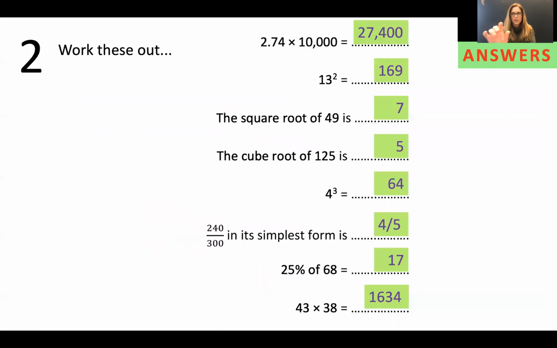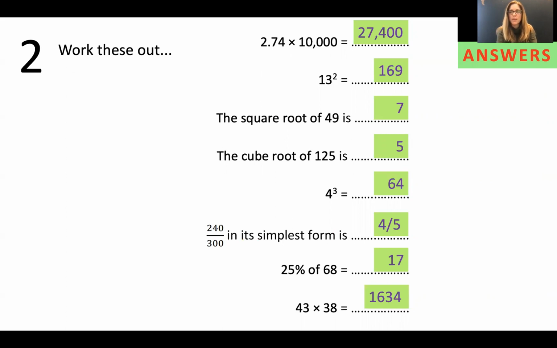Right, all those questions. So we have 27,400. 13 squared is 169. And if I have taught you in the past or now, you will know that that's one of the square numbers I ask you to commit to memory. 13 squared, 14 squared, and 15 squared are numbers I always ask you to try and learn. Square root of 49 is 7. The cube root of 125 is 5. 4 cubed is 64. 240 over 300 is 4/5 in its simplest form.